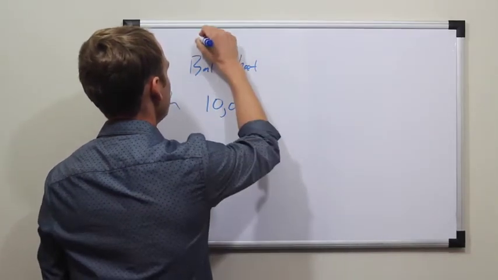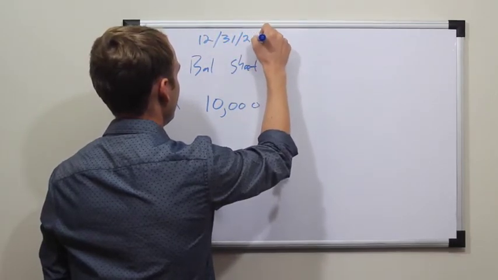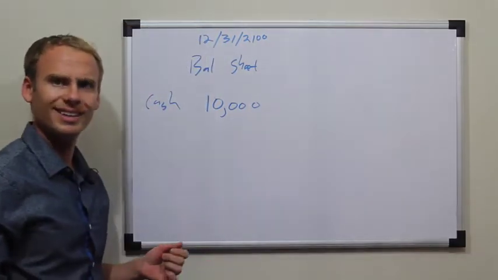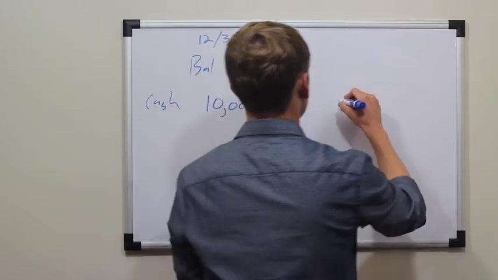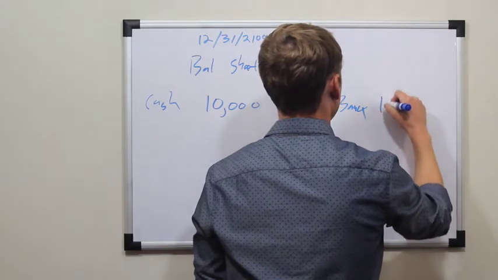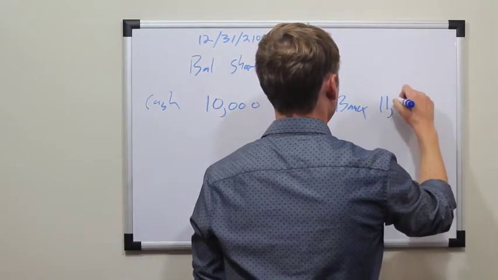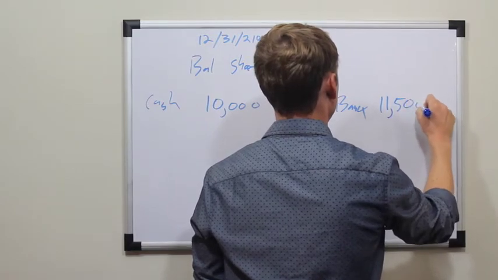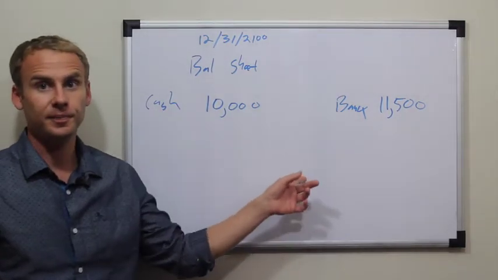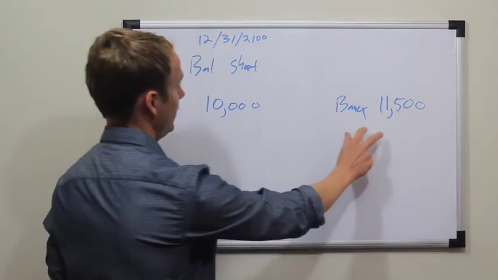And this balance sheet is at the year end, at a snapshot point in time, 12/31, calendar year end, $10,000. Now we go to our bank, and the bank statement says $11,500. There is a discrepancy here. Something's happening. How can a cash balance be different than a bank balance?